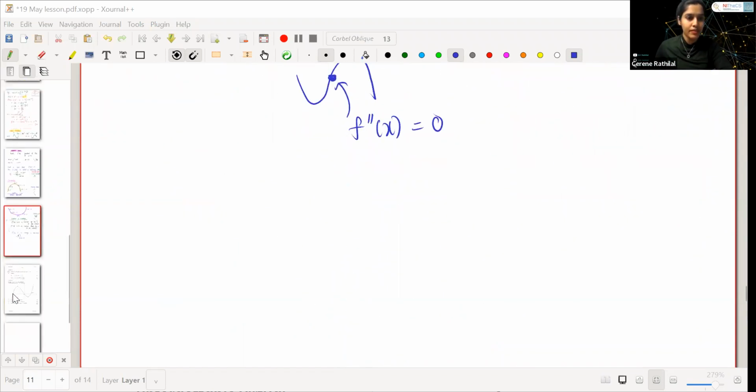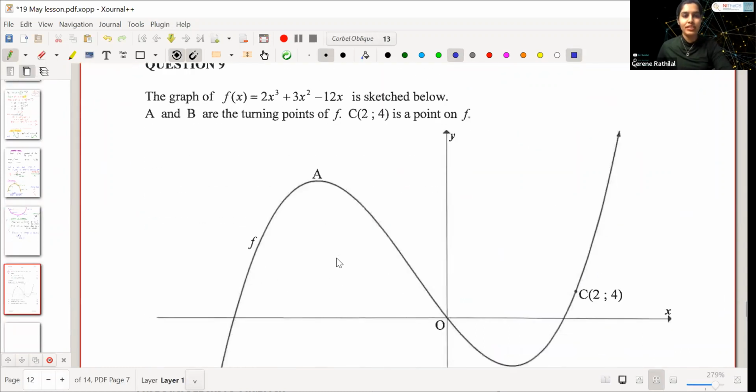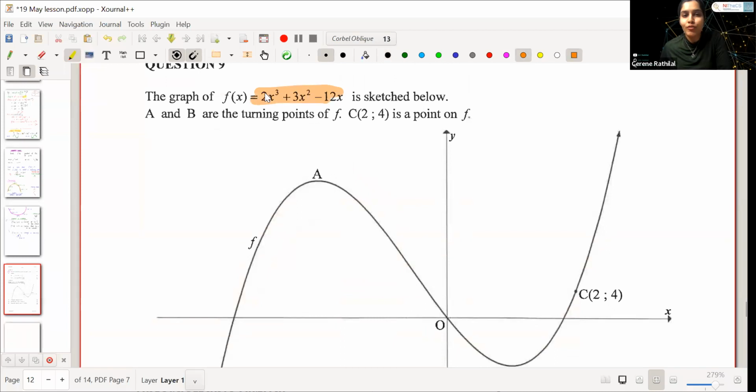Okay, right. So continuing with that same paper, here is a nice question. Question 9, we're given a function, 2x cubed plus 3x squared minus 12x. It's sketched below. As you can see, the coefficient of the x cubed is 2, and it is exactly as I had explained. You first have the maximum followed by the minimum. So that's happened in the shape, right?